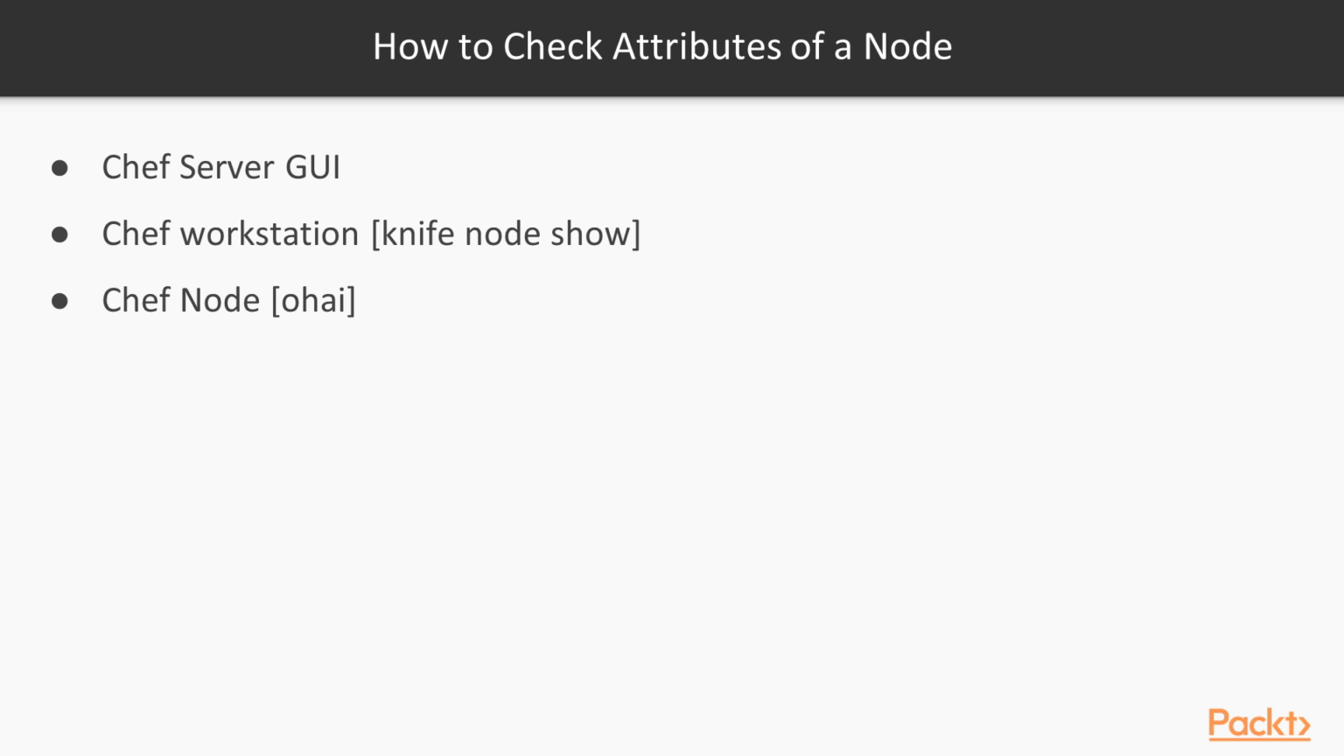Now, how do we check the attributes of a node? We have multiple ways, depending on where we are searching the attributes. If we are on the Chef Server GUI, we have a way, which we just saw in the previous screenshot. We will take a look at it again. Then from the Chef workstation, we have a command called knife node show, through which we can check all the details of a specific node. And if you're on the Chef node, then we have the Ohai utility, which helps us see the node attributes.